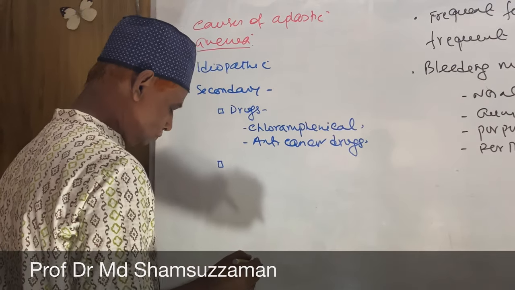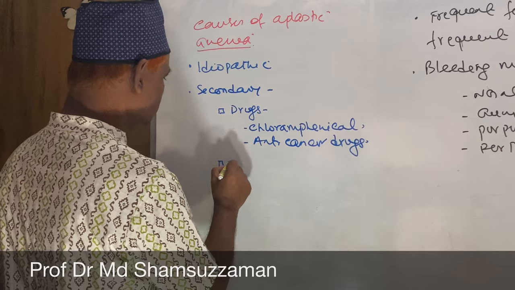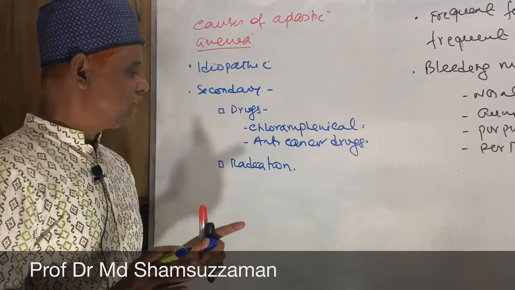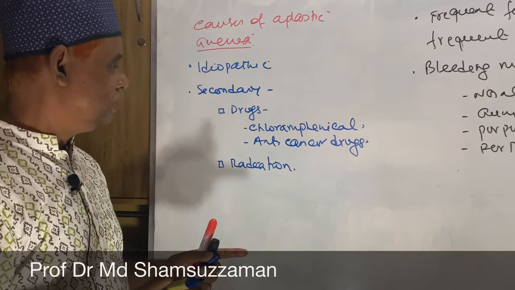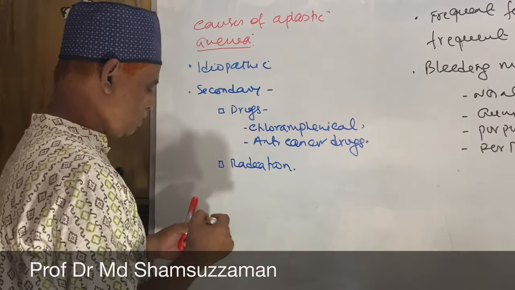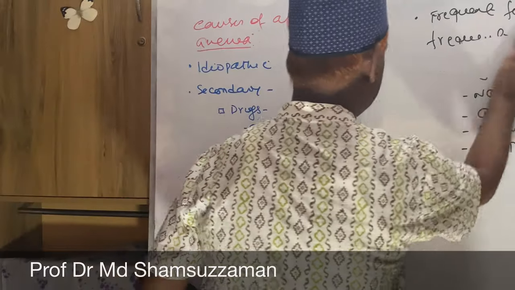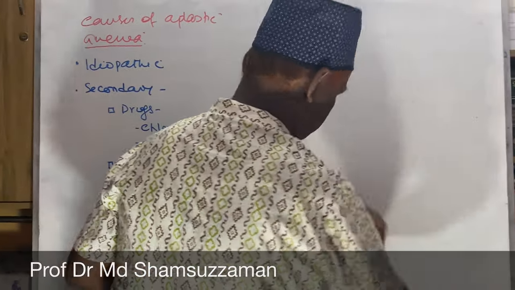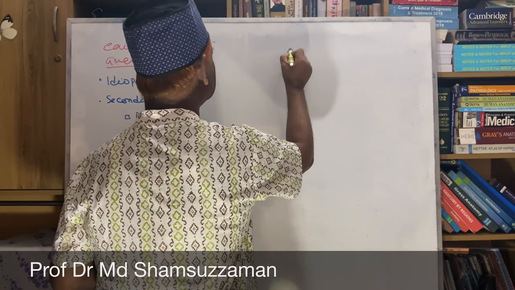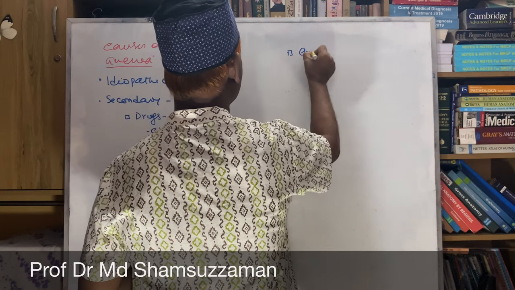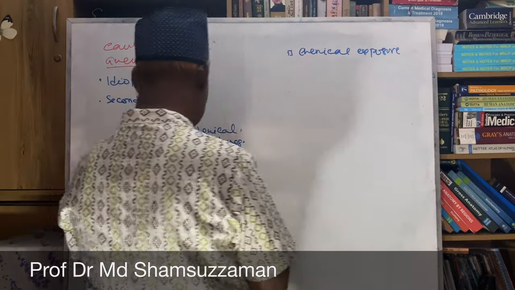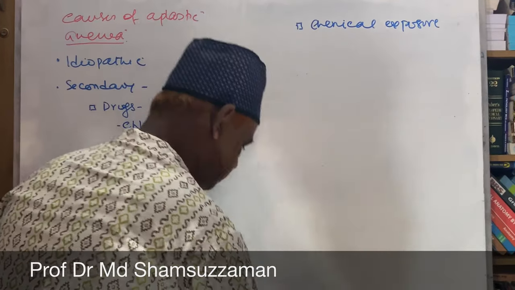Then radiation. You know, a cancer bearing patient gets radiotherapy. After getting radiotherapy, the patient may develop aplastic anemia. So following radiotherapy in a cancer bearing patient, there is a chance of development of aplastic anemia. Then chemical exposure. Certain chemical exposure may lead to aplastic anemia.